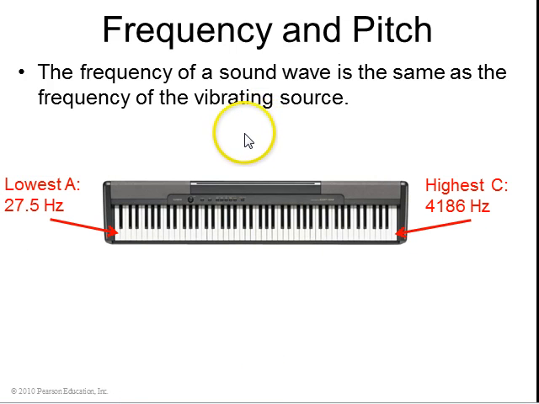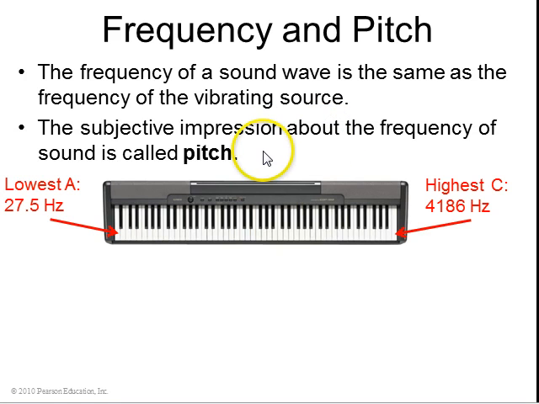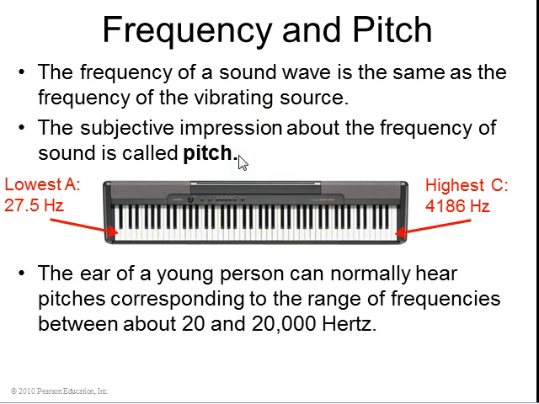The frequency of the sound wave is the same as the frequency of the vibrating source, and our impression of the frequency is called pitch. So, for example, this piano has lots of different keys, and each key has a different pitch. There's a C, and as you go lower and lower, a lower frequency is called lower pitch. And the lowest note on the piano is this A, which has a frequency of 27.5 hertz.